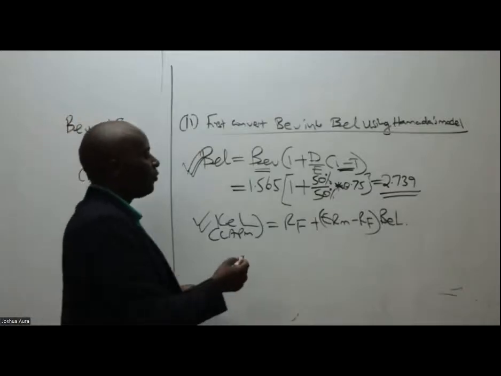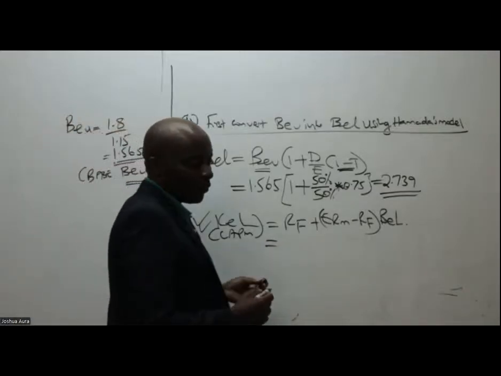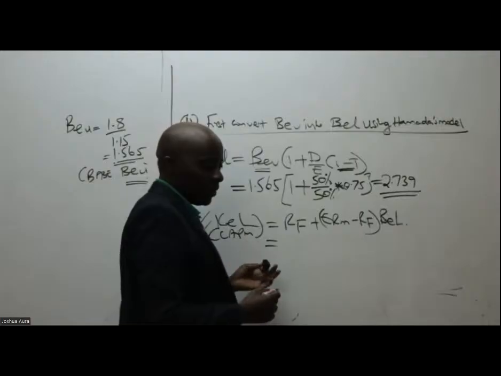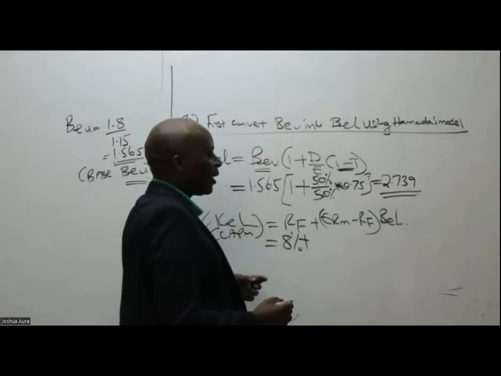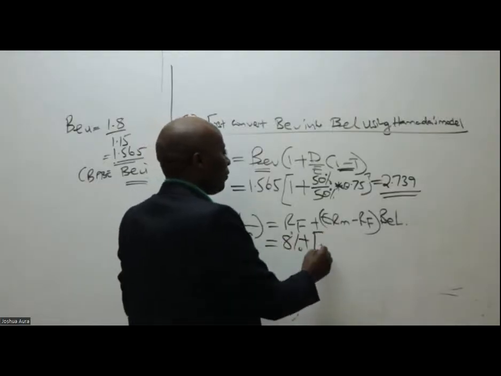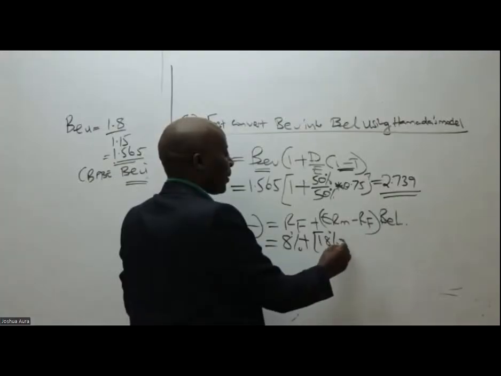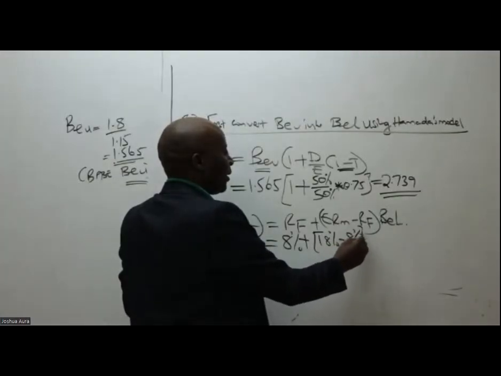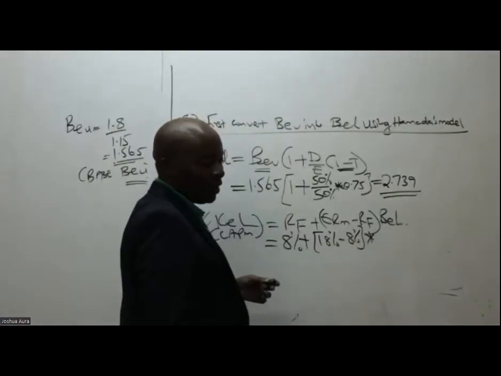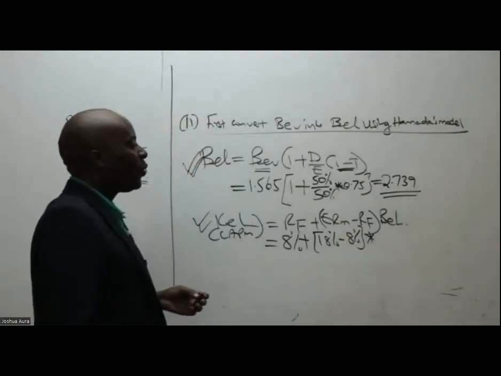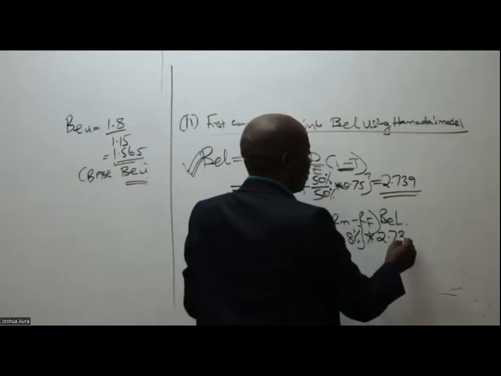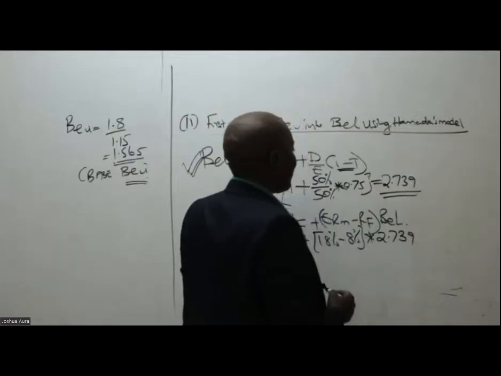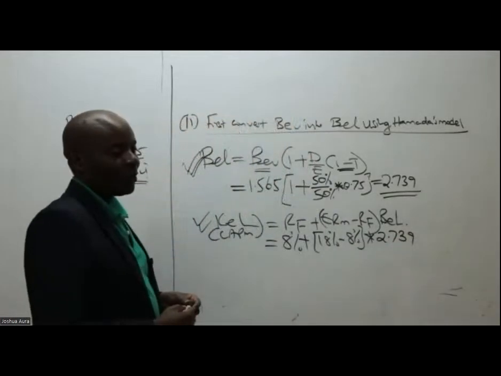So could you kindly give me the risk-free? You guys have given me these figures. What is the risk-free rate of return? It is 8%. So 8% plus expected return of the market, you give me market returns as 18, minus 8%, multiplied by beta equity of the levered organization, which here is 2.739.